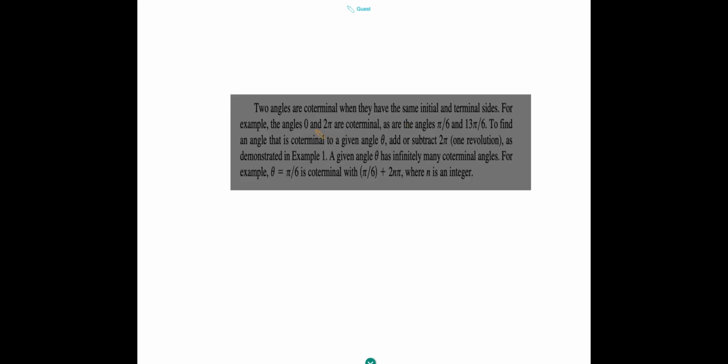Now, two angles are coterminal when they have the same initial and terminal side. For example, angle theta and theta plus 2 pi are coterminal, as are the angles pi over 6 and 13 pi over 6. To find an angle coterminal to a given theta, we add or subtract 2 pi, one revolution, as demonstrated in the example we are going to do.